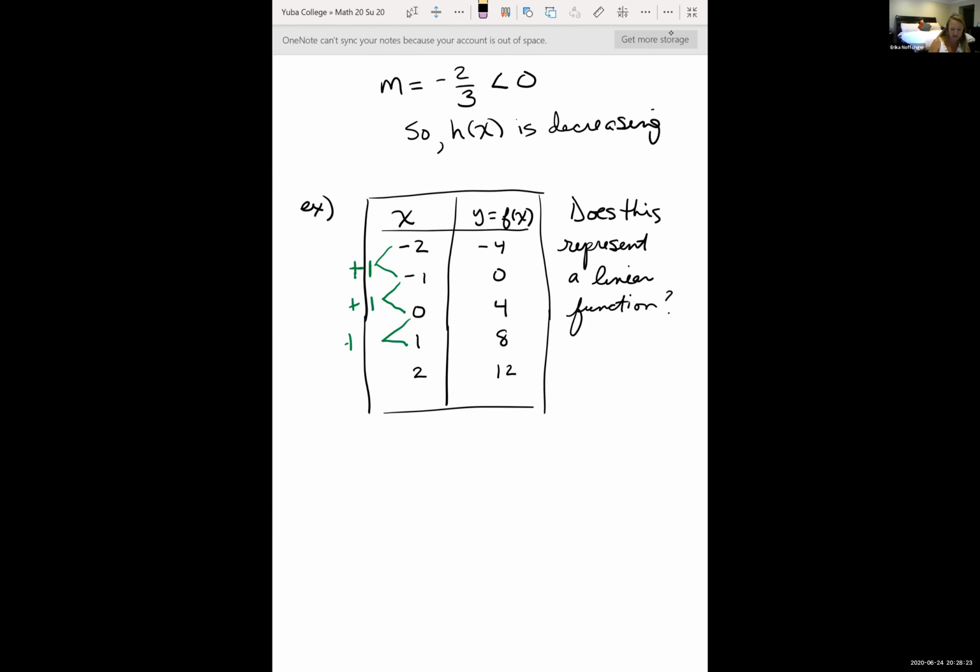So we're having the same rate of change for our x values. We need to make sure we have the same rate of change for our y value between each value. So from -4 to 0, you would be adding 4, right? 0 to 4, I would be adding 4. 4 to 8, I would be adding 4. 8 to 12, I'm also adding 4.